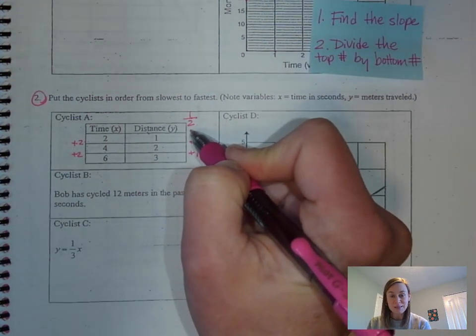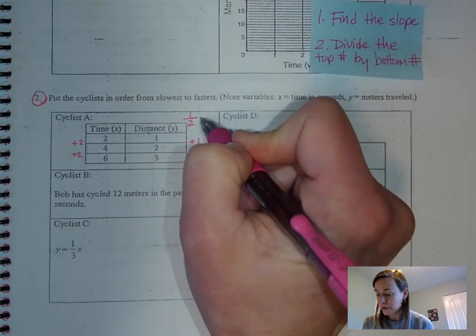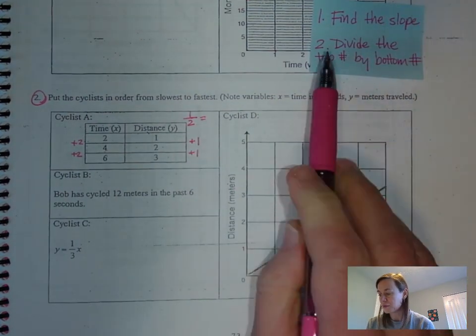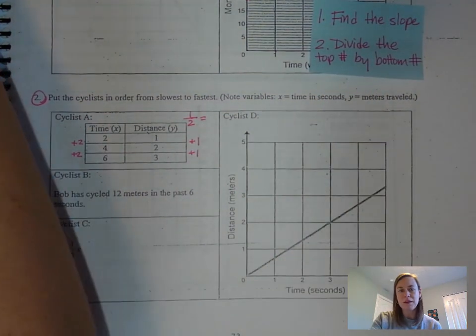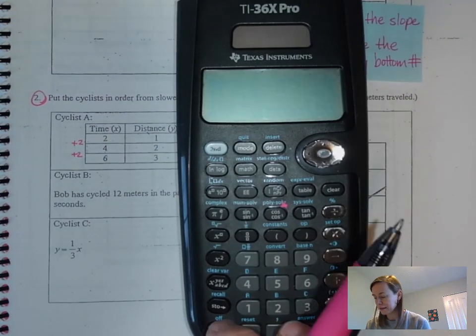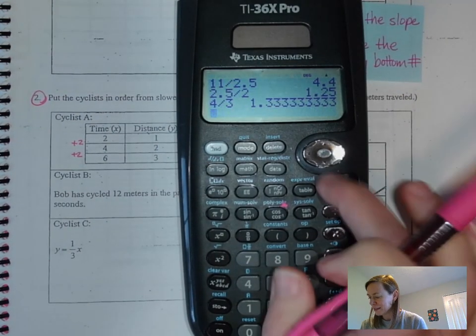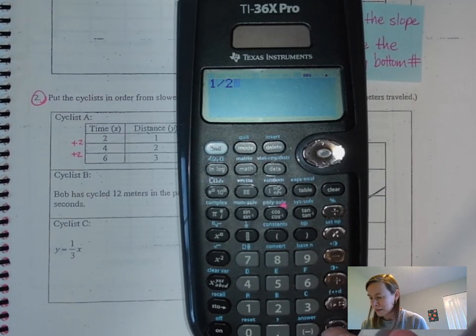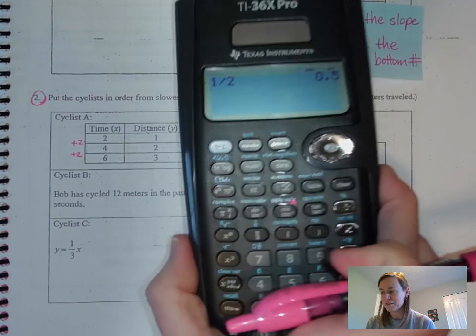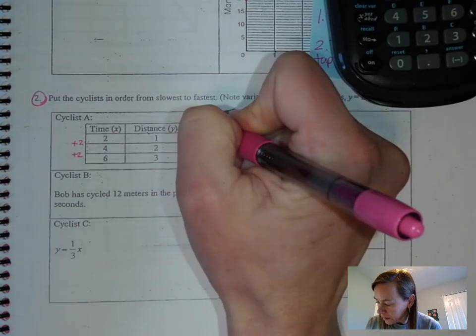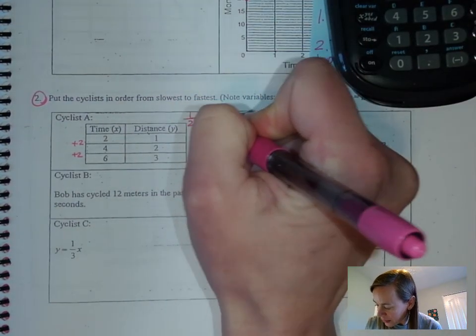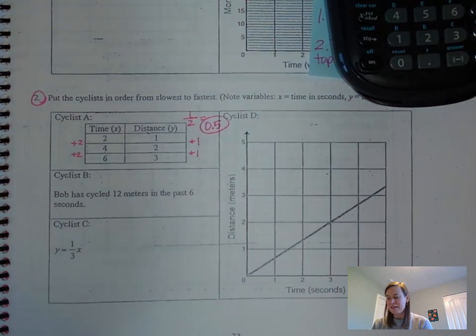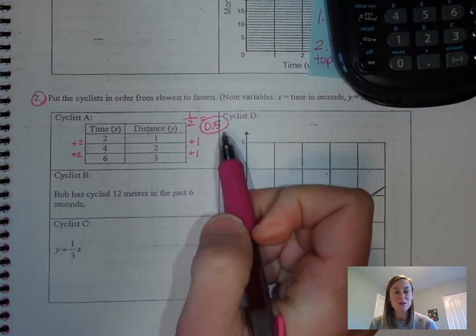Now, is this a unit rate? Not yet, because the bottom number is not 1. So here, we're actually going to follow step number 2. Divide the top number by the bottom number. So grab my calculator. You may not need your calculator for this problem, but if you want to use it, that's fine. 1 divided by 2 is going to be 0.5. That's our unit rate. So for cyclist A, our unit rate is 0.5.